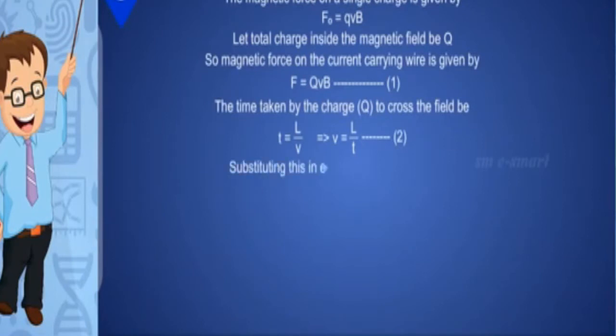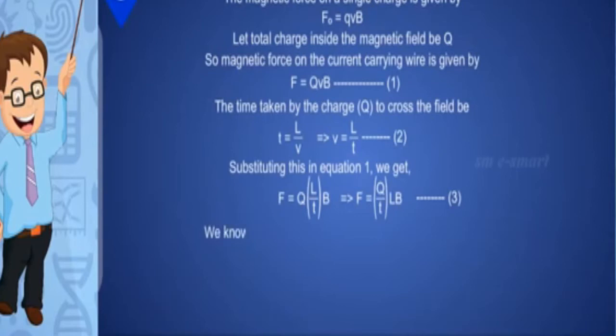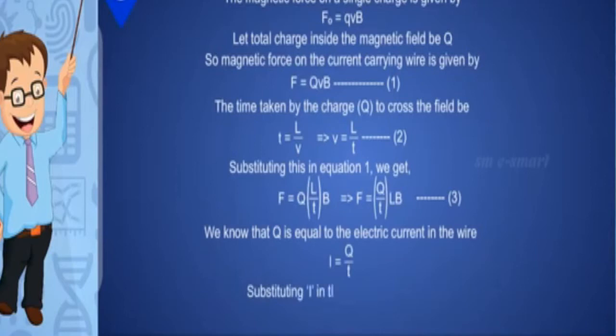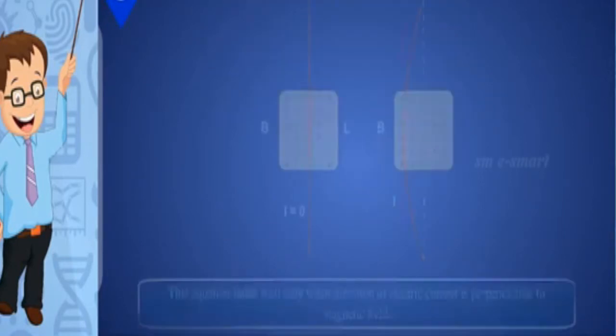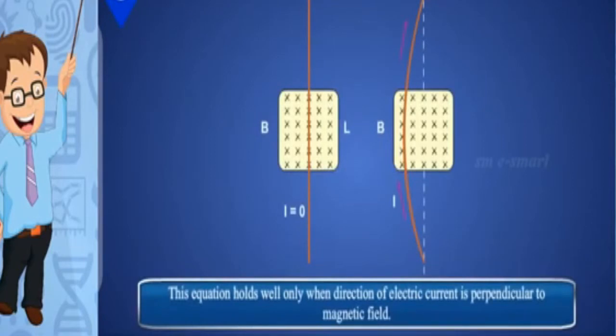Substituting this in equation 1, we get F equals Q into L by T into V, which implies F equals Q by T into LB. Let this be equation 3. We know that Q by T is equal to the electric current in the wire, I equals Q by T. Substituting I in equation 3, we get F equals I, L, B. Let this be equation 4. Note, this equation holds well only when the direction of electric current is perpendicular to the magnetic field.